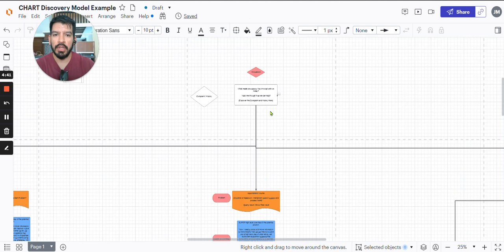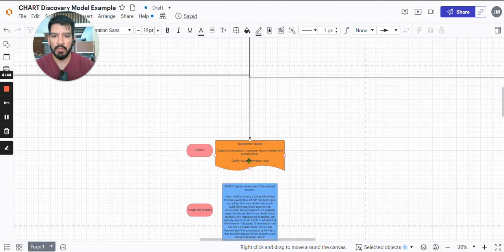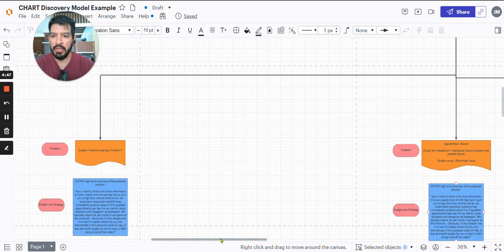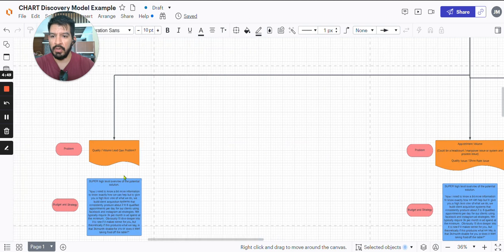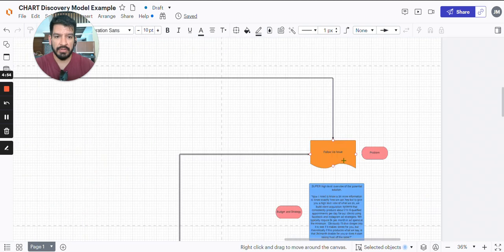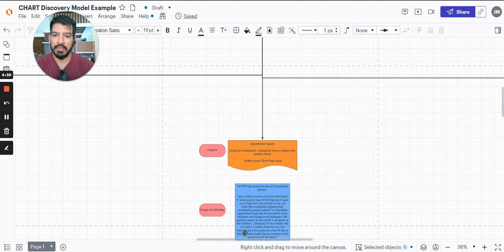Okay? So from there, we'll just go to the example. There's appointment volume. That's a problem. There's the quality and volume of lead generation. That's also a problem. And then there's follow-up issue, which is going to be the manpower. So that's one of the other problems.